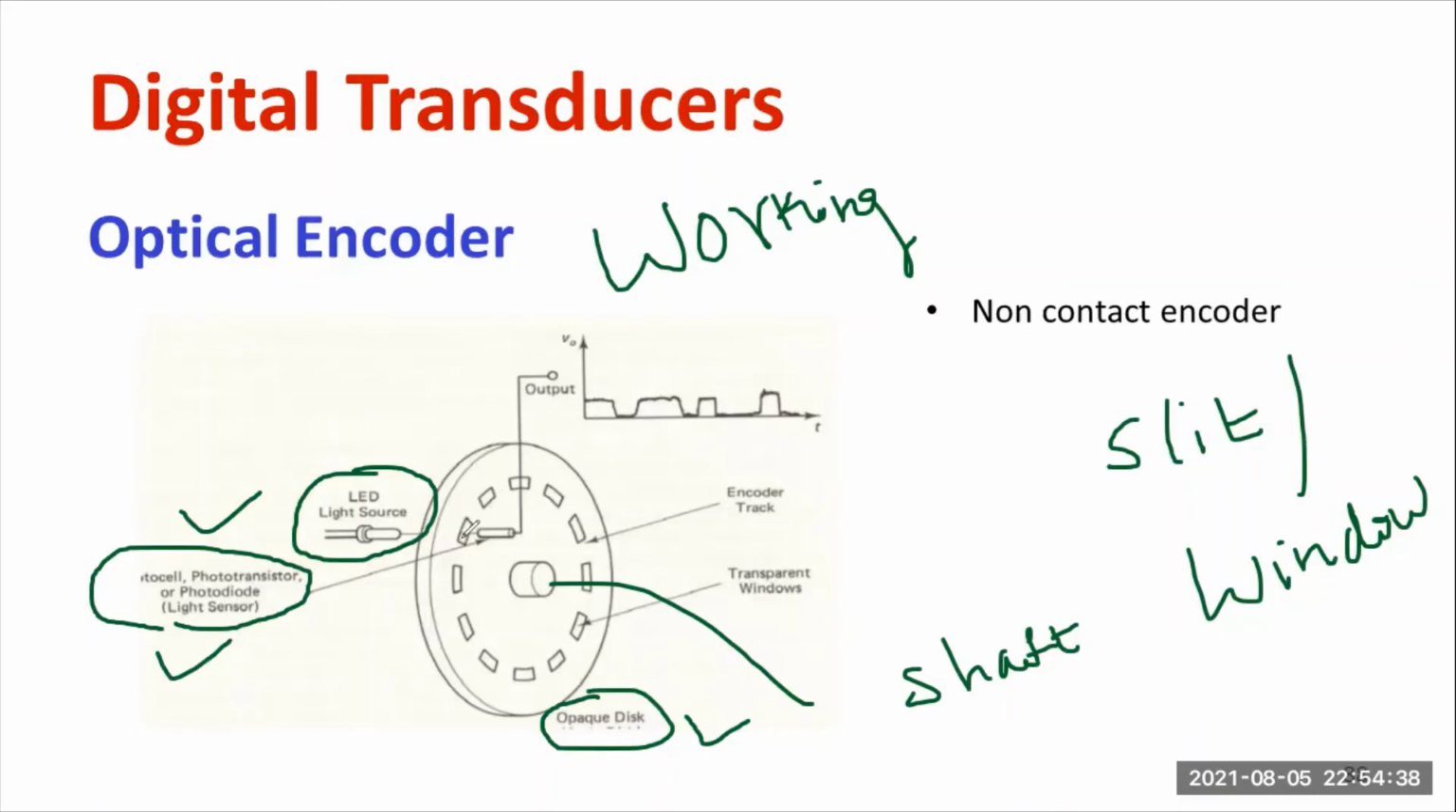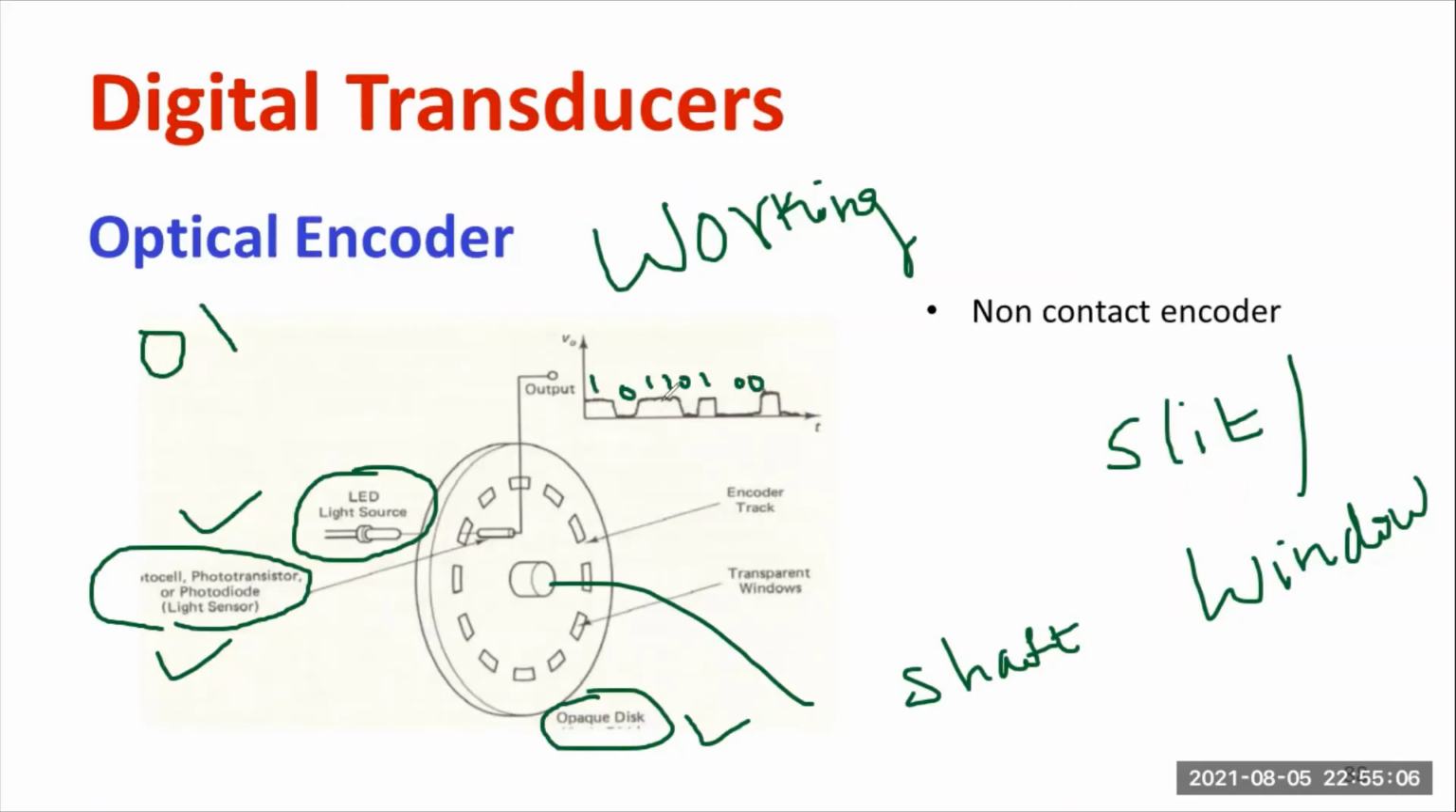Anyway, I already mentioned that there is a window. Whenever light is not falling over the window, the output is 0. Whenever light is passing through the window, I am able to get the output as 1. Likewise, I am going to get the pattern. With respect to how fast the movement is, you'll be able to get the signal. For example, it will be 1, 0, 1, 1, 0, 1. It is like this.